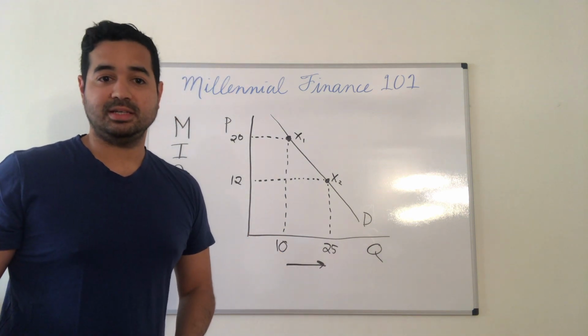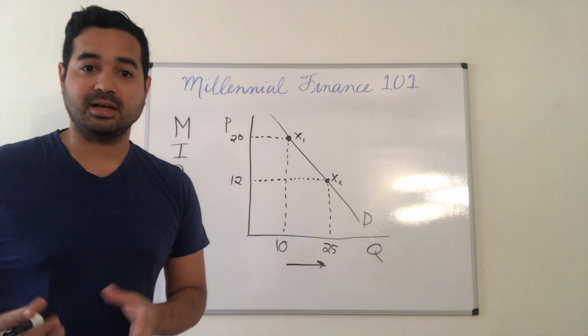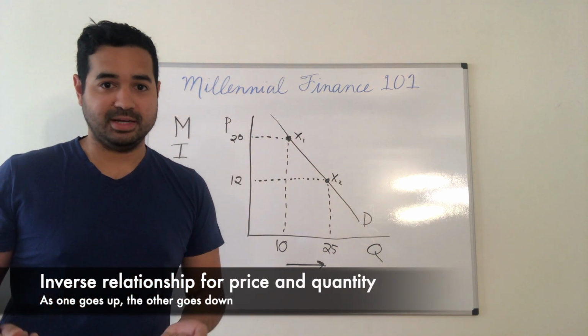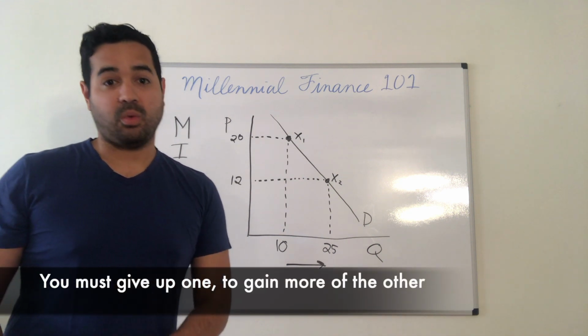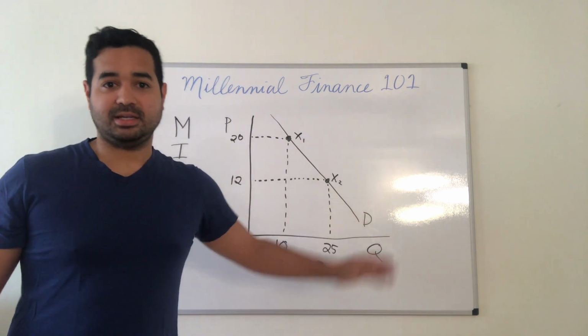Now, that's a good example. When we're talking about the law of demand, it tells us there's an inverse relationship between price and quantity. Basically, as prices go up, quantity goes down, and vice versa. That's why this is downward sloping.